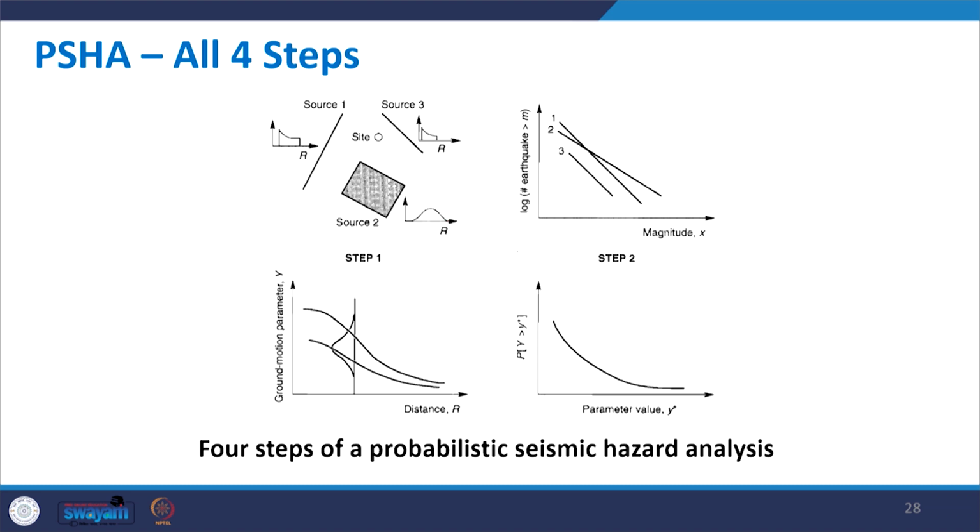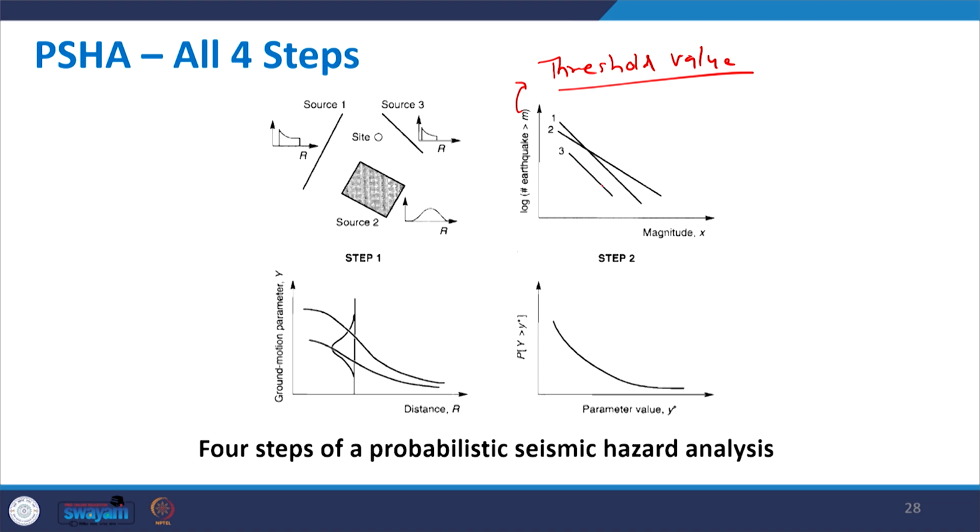Now, in the second step, what you have is the logarithm of the number of earthquakes which are greater than a threshold value m. M is the value which is decided by you, a threshold value. Those earthquakes which are greater than this certain value you consider on the y axis, and on the x axis you have the magnitude. So, you have this for the different sources, source 1, 2 and 3.